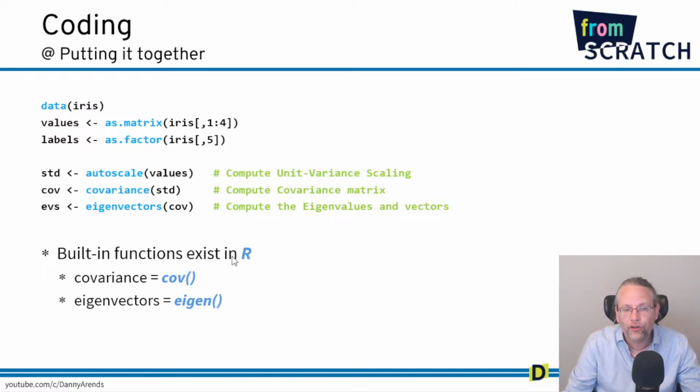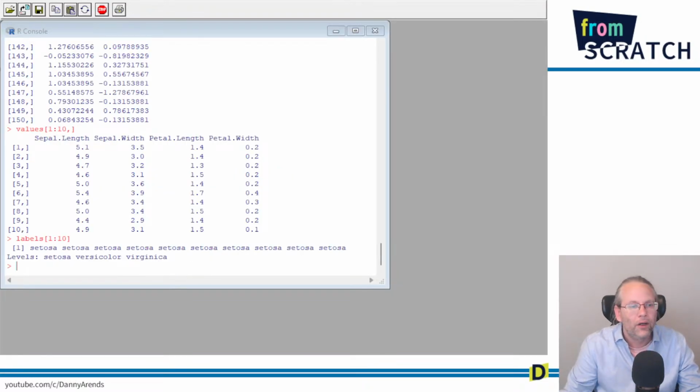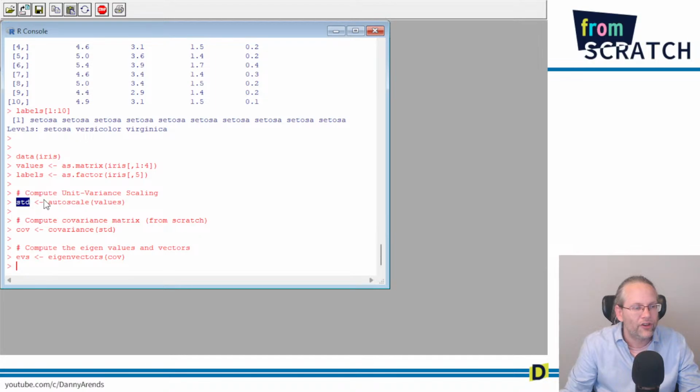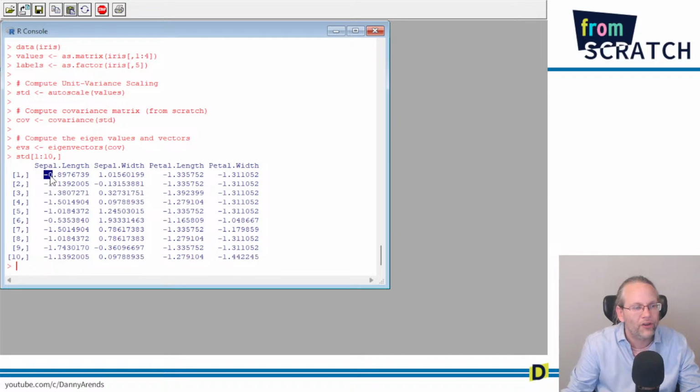But all of these functions have built-in equivalents in R. For covariance, you can use the cov function, and for eigenvectors, they have the eigen function. You can use eigen as well, but we're going to use our own eigenvector function. All right, let's check back into R. I'm going to load our data, subset it, and then compute the STD. These are the standardized values, which we already saw. First 10 again: minus 0.9 standard deviation, 1 standard deviation above the mean, under the mean, under the mean.